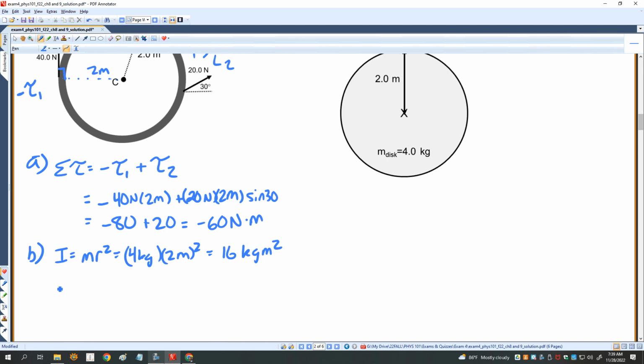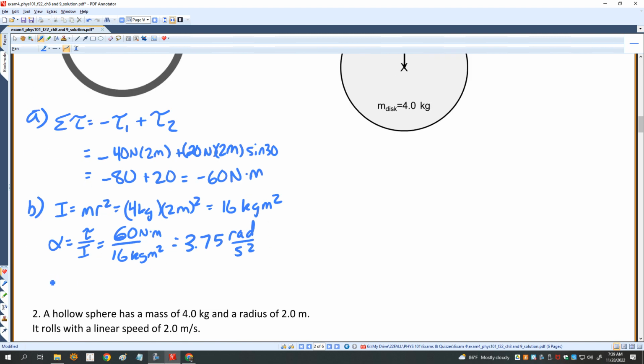Next, I can use that to find alpha. Since I know that torque is equal to I times alpha, alpha is equal to the torque divided by the moment of inertia. That's 60 divided by 16. That's in radians per second squared.